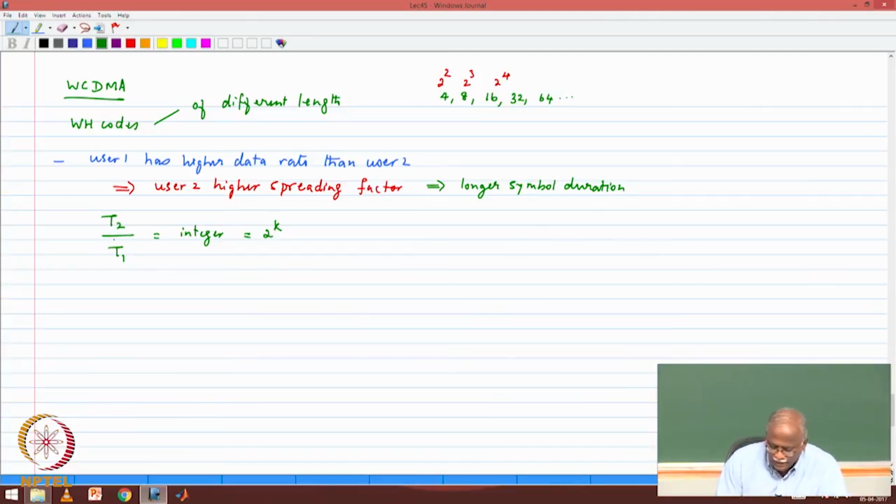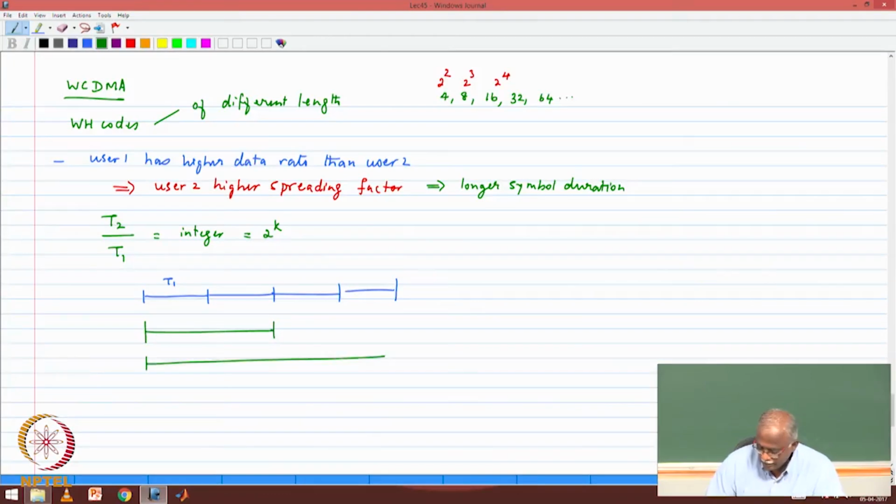So typically, as an example, supposing user 1 has got the following spreading. This is T1, user 1's symbol after spreading. User 2 can have this, or user 2 can have this, because it's got a lower rate. It can be a factor of 2 or a factor of 4, and so basically this is very important for us to maintain. We don't allow arbitrary spreading factors, but this gives you enough flexibility. But now, very important, how will you construct the receiver?